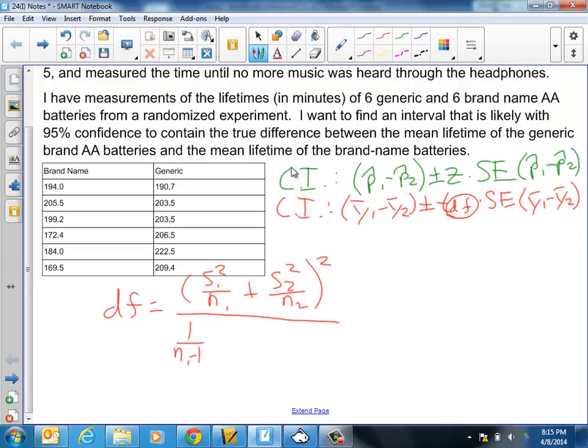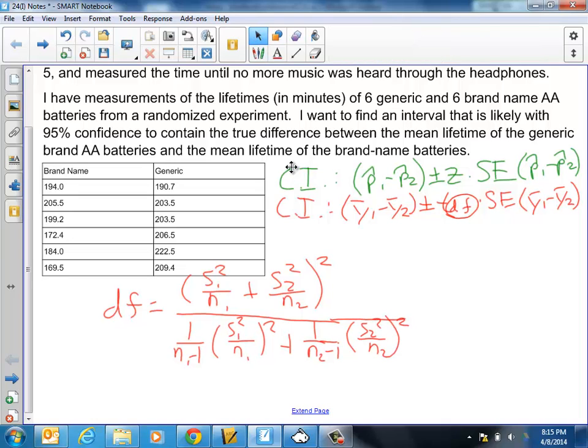n1 minus 1, first sample size, subtract off 1, that's degrees of freedom for that single sample, times standard deviation of the first squared over sample size of the first, all of that squared, plus 1 over second sample size minus 1 times second standard deviation squared over the second sample size, all of that squared. That is the formula you would have to use to define the degrees of freedom for this confidence interval for the difference between two means.